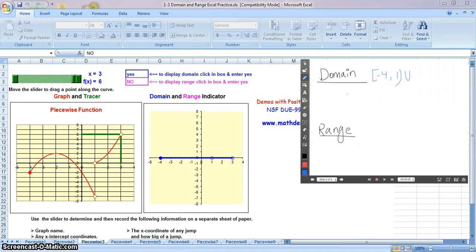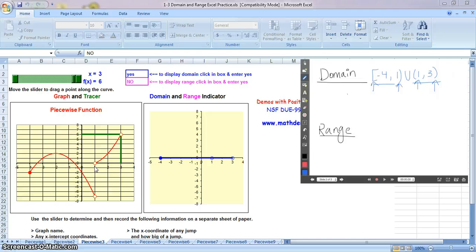Union means or. It means x can be part of this domain or this. And again, the other graph picks up at 1 all the way up till 3. 3 is not included. So -4 is included, 1 is not included on both of the intervals, and 3 is not included, and this is because of the empty circle over here.